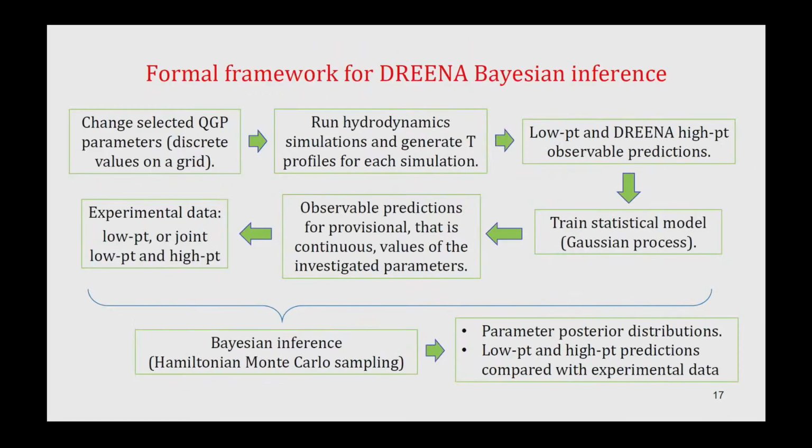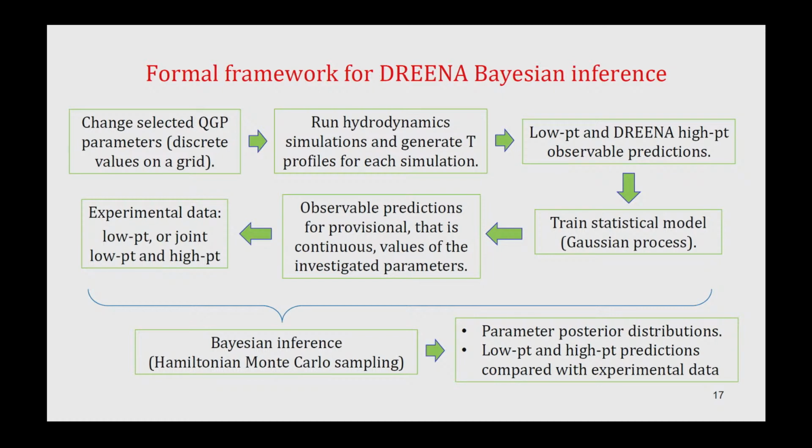So I now come to the formal framework in which we, for the first time, include first steps toward including both low and high PT data into Bayesian statistics. And the framework is outlined here. So the first idea is to change selected parameters on a grid.